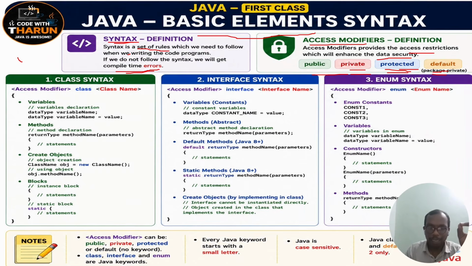We will learn all about access modifiers in detail in future classes. For now, just remember their names. There are 4 access modifiers: public, private, protected, and default.